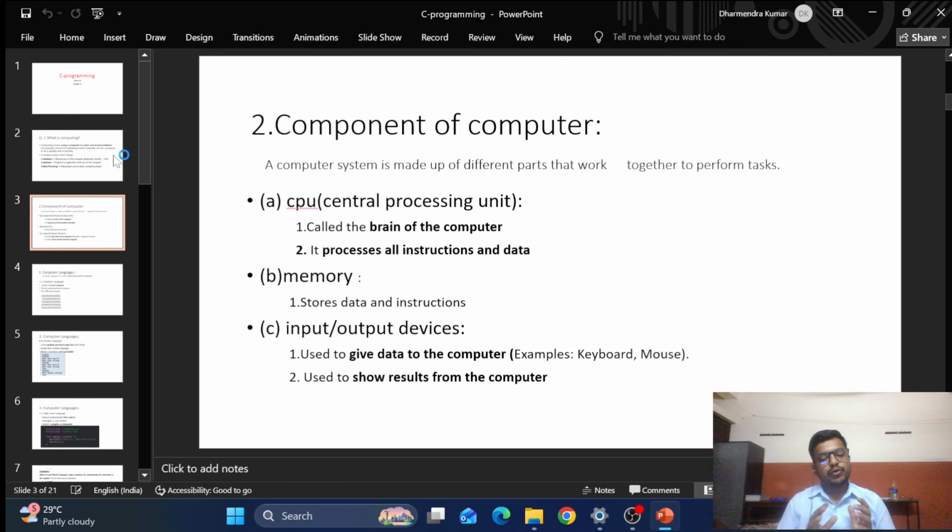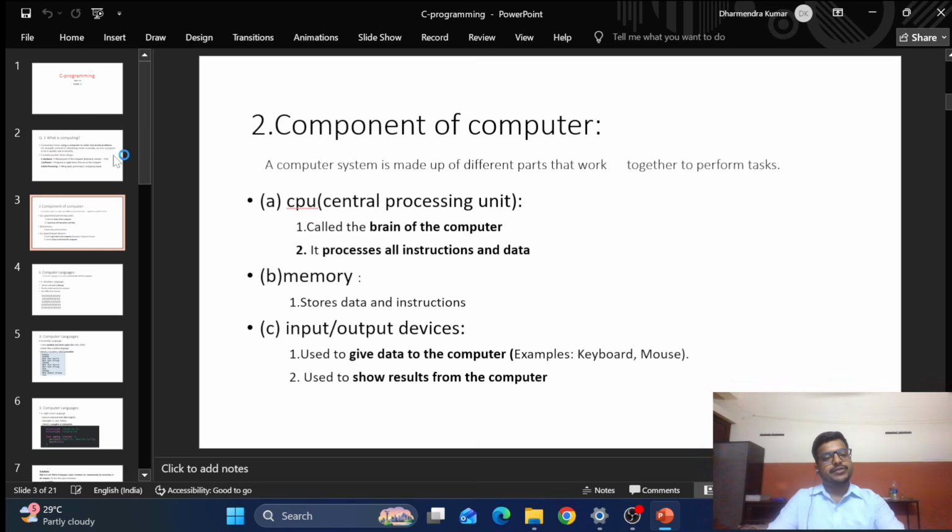Now, components of a computer. A computer is composed of different parts to perform any task. So there are three main components of the computer. First one is the CPU. The CPU is called the brain of the computer. One computer can contain only one CPU. It processes all instructions and data.